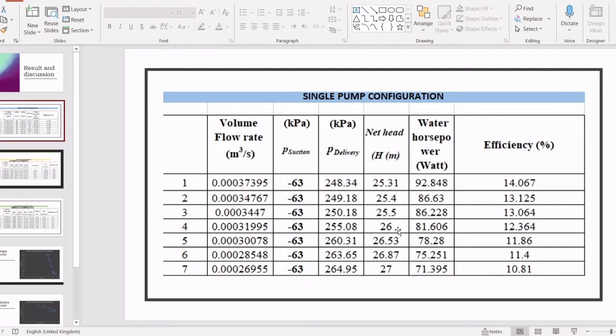Okay, and for the overall efficiency, when we start from the beginning of the volume flow rate, which is 0.0037395, the efficiency we found is 14.067. As we go through, the efficiency decreases, until we see that the efficiency is low and the head loss is high. This is for the single pump configuration.